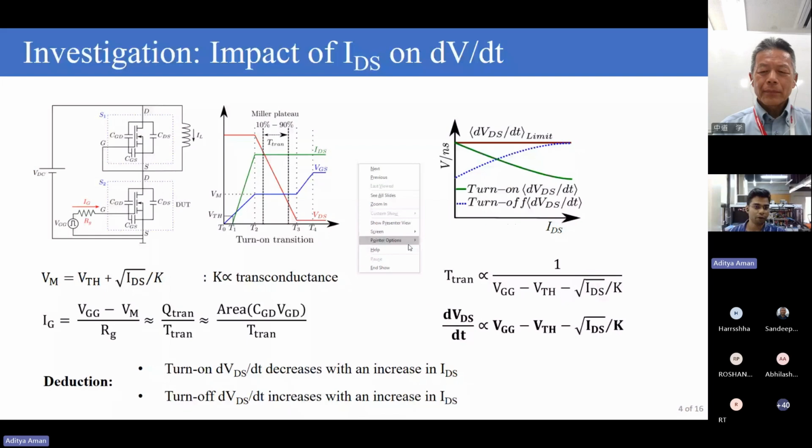The Miller voltage, so as I was saying, the current is increasing, and the current will increase to the maximum value, which is limited by IL.